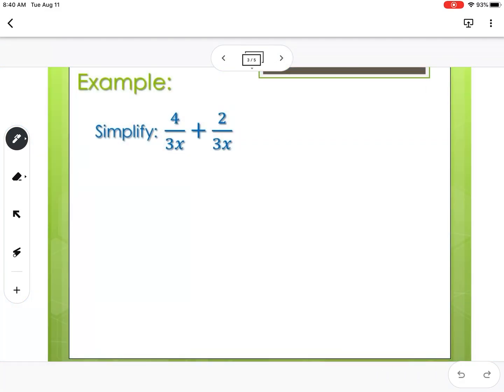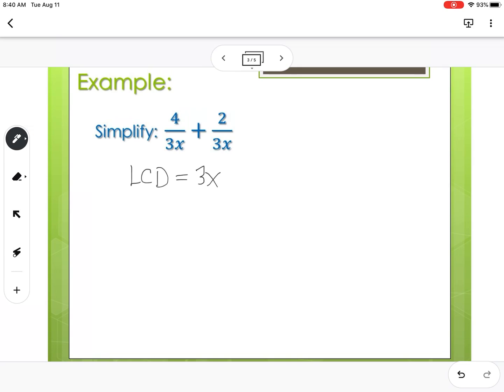Okay, so let's go ahead and move over to the first example problem. First step, I want to factor each denominator. Well, the denominators are already factored. All right, so now I want to make an LCD. Well, it turns out that the LCD, since the two denominators are already exactly the same, that's going to be my LCD. All right, so now I want to make each denominator look like the LCD.